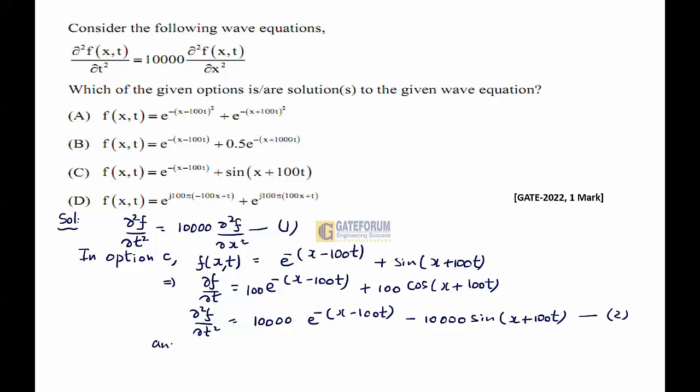Now, ∂f/∂x. Partial derivative with respect to x means t is constant. So the exponential derivative is itself, and the x coefficient is minus, so multiplying by minus 1, you get minus of e to the power minus of (x minus 100t). The sine derivative is cos, but the x coefficient is plus 1, so cos of (x plus 100t). Now the second derivative with respect to x means one more minus multiplying for the exponential, and the cos derivative is minus sine.